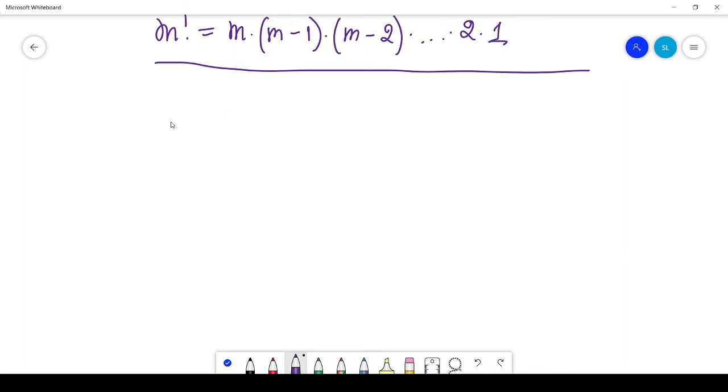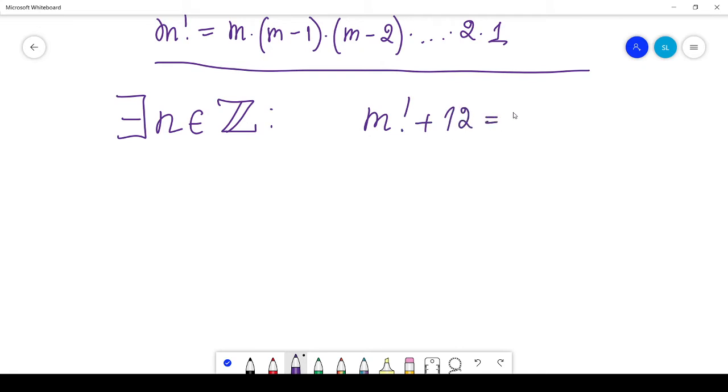Let's just assume that maybe there exists n, which is an integer, such that m factorial plus 12 is n squared. Alright, and let's look for all pairs m, n which might satisfy this equation. What can we do first? Well, now I will tell you about this method I've mentioned before.